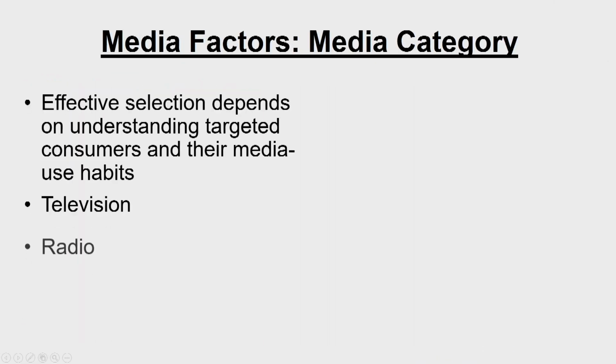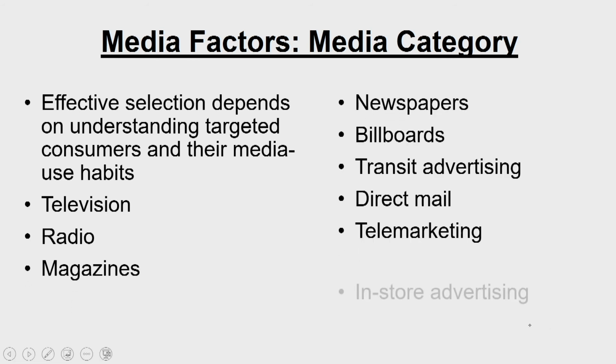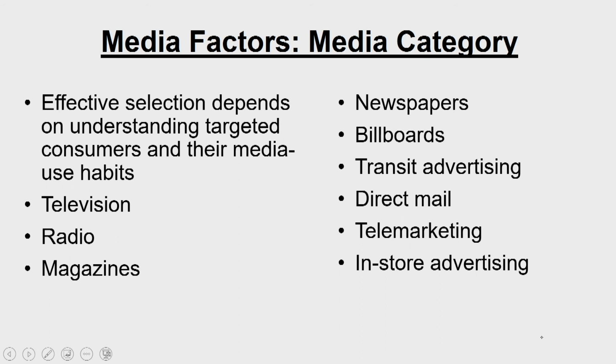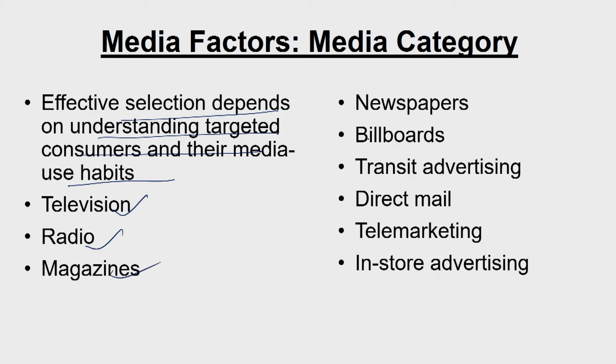Media factors. Now, the third factor that influences the effectiveness of an ad is different kinds of media factors. Effective selection depends upon understanding the target consumers and their media habits. What kind of media should be used for projecting the ad is also important. For example, should we use television, radio, magazines, newspaper, billboards, transit advertising, direct mail, telemarketing, or in-store advertisement? For example, if the ad is for, let us say, some kind of spices or some kind of kitchen products.